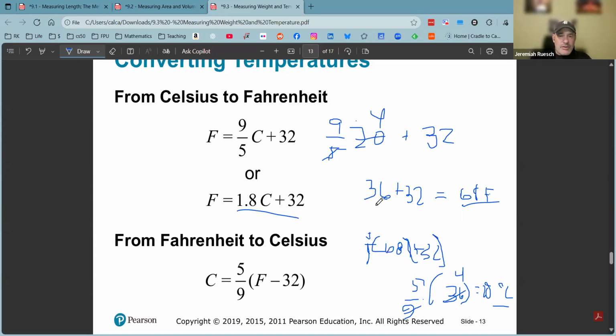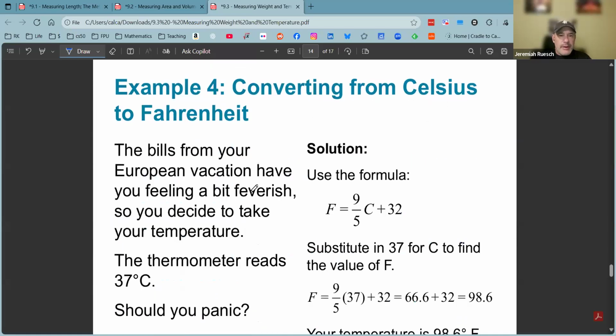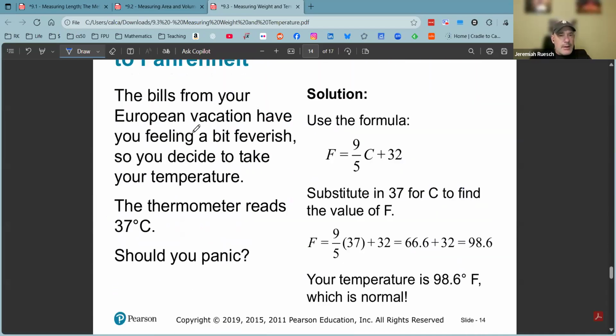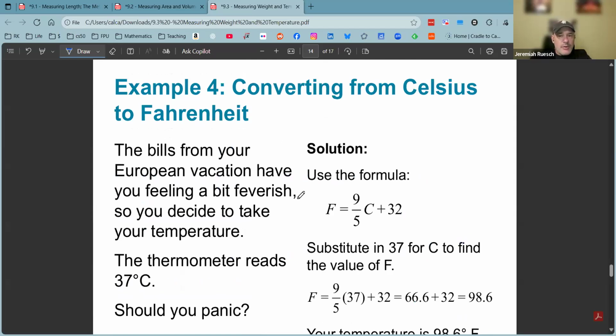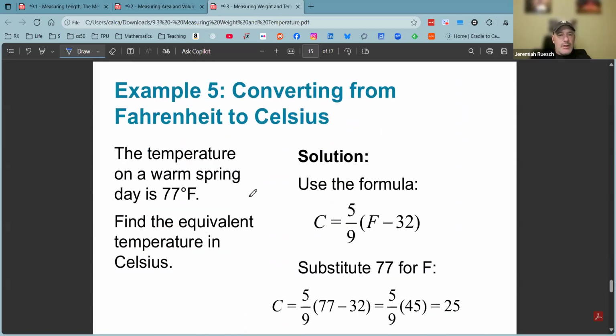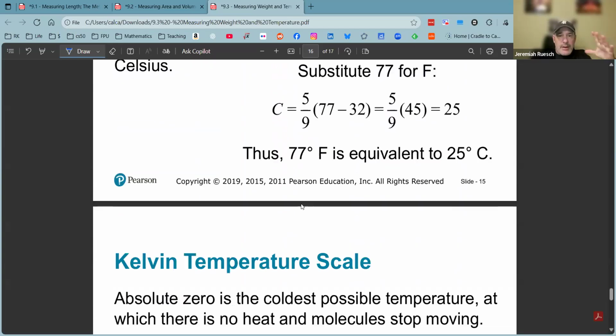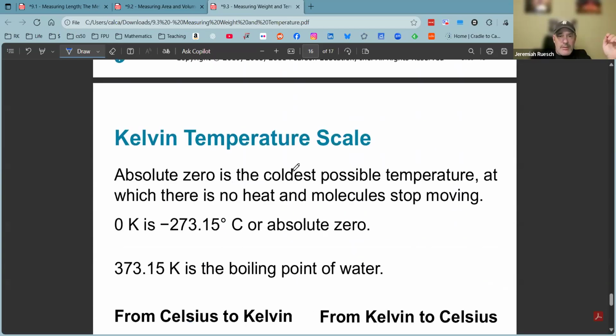Okay, so that's a relationship between those two and some common relationships that maybe you're familiar with. And here's an example of converting, which we just did. So you can look at this example as well, and then converting backwards. I just did that example as well, so you can kind of see the relationship and make sense of it.